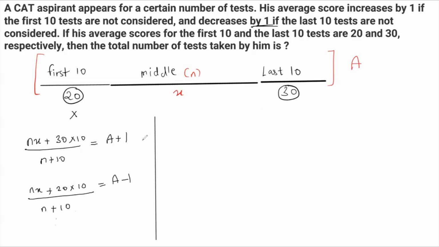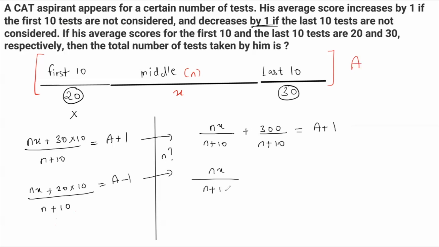The next part is we have to simplify these two equations and figure out the value of n. So the first equation, I can modify the left hand side as nx upon n plus 10 plus 30 into 10, which becomes 300, divided by n plus 10, is equal to A plus 1. Similarly, for the second equation, I can split the left hand side: nx upon n plus 10 plus 20 into 10, which is 200, divided by n plus 10, will be equal to A minus 1. And in the next step, we simply subtract these two equations.